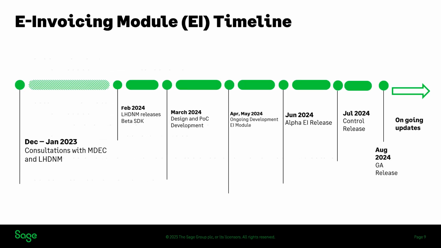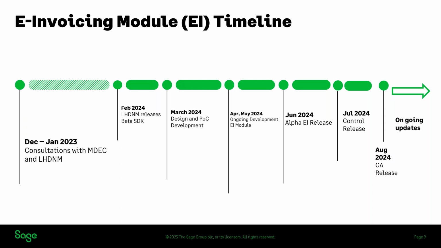Well, what does our timeline look like? We started this journey basically at the beginning of the year, right? In early December, there have been ongoing consultations with MDAC and LHDN as to what's going to be needed. It wasn't until basically the February timeframe that there was a set of documentation and an SDK available. And so in March, we've been designing and working on proofs of concept for that. Okay, so we're in the April, May timeframe, with ongoing development in June.